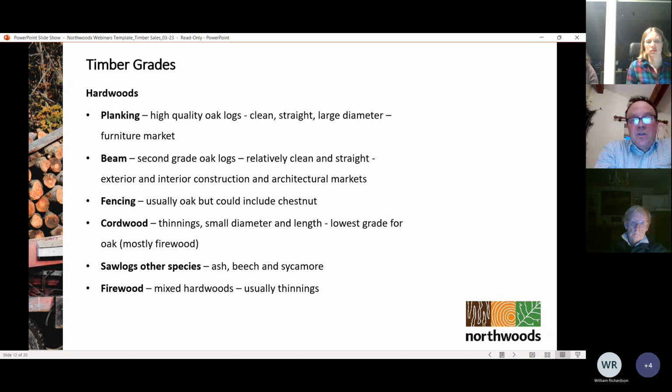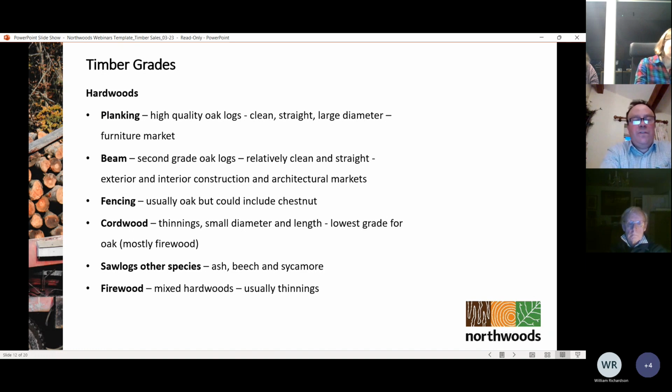Fencing is the lowest grade of sawn oak, but again, there's strong demand for it currently because it's durable. It's got a very, very high natural resistance to rot and decay, and that is increasingly important as there are problems with the preservation of softwoods for fencing and a lot more ground contact uses. Latterly, there's a bit of interest in sweet chestnut coming in alongside oak in the fencing grades, just as a slightly cheaper alternative to oak.